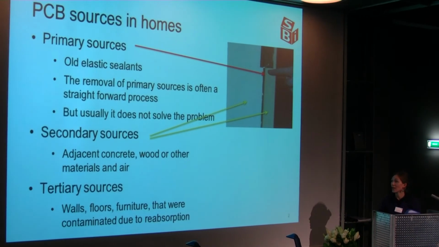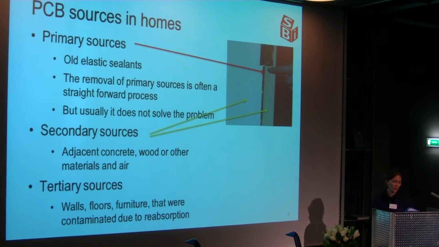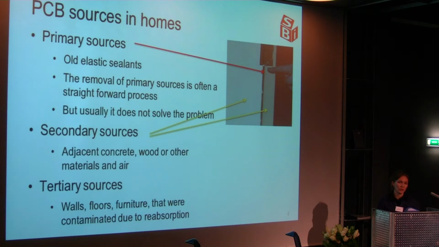We have three types of sources of PCB in the buildings. The primary source, which is relatively easy to remove, but it doesn't help, as it was said. Then we have the secondary sources, the sources into which PCB migrated directly from the primary source. Both primary and secondary sources emit to the air. Because of low vapor pressure and high octanol to air partition coefficient, PCB has a tendency to reabsorb into surfaces, and this is how the tertiary sources are created.